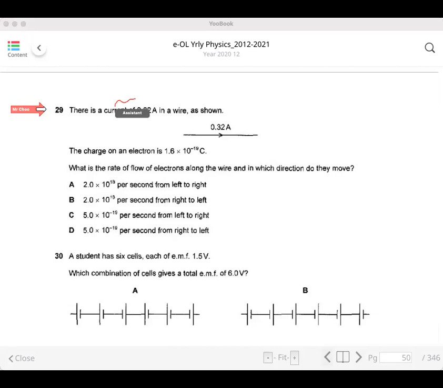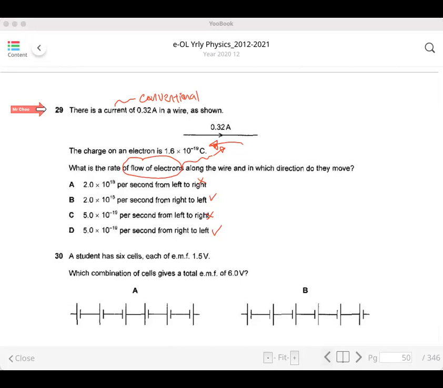Xiao Xing, well done. Okay, so this current here is the conventional current. Electron flow will be the opposite direction. Is that clear? Okay, electron flow will be the opposite direction. So left to right is wrong, right to left is correct.